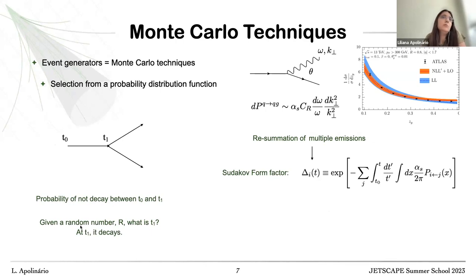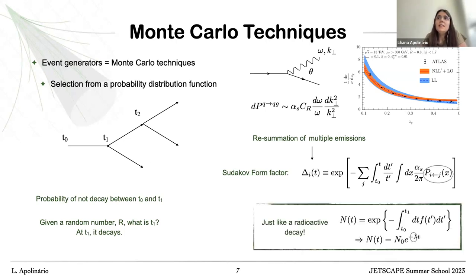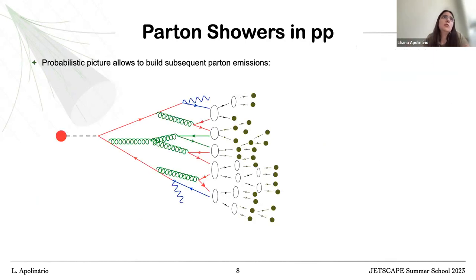So we simply dice a random number from a uniform distribution, and we ask exactly what is the T1 scale that corresponds to this random number out of your Sudakov. And once you get the scale, you say that at this scale the particle decays, or in this case, emits. And I say decay because now you can basically iterate this process all along. If you look more closely at the Sudakov form factor, it's just a more complicated version of a radioactive decay, in which the survival probability is directly related to the splitting function.